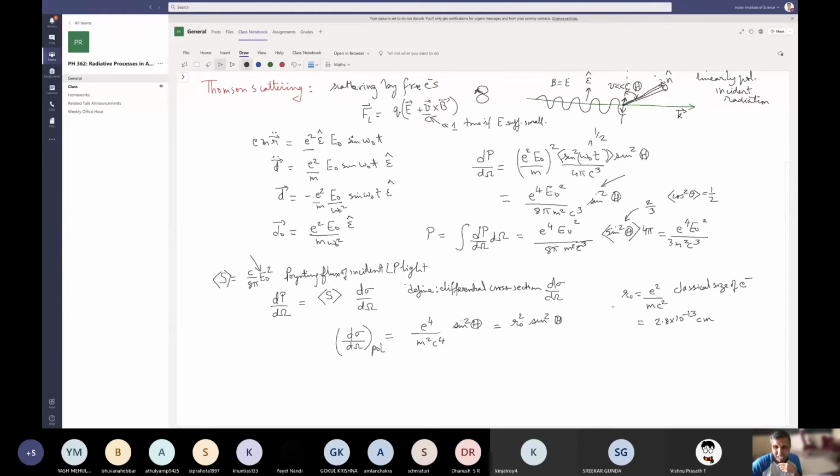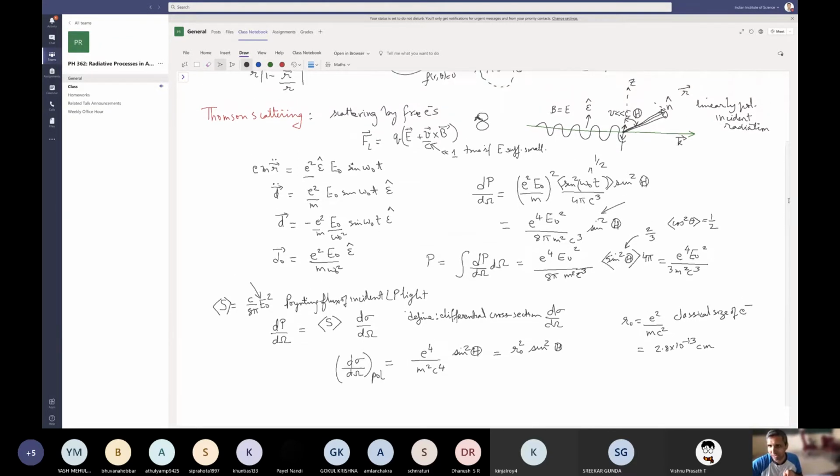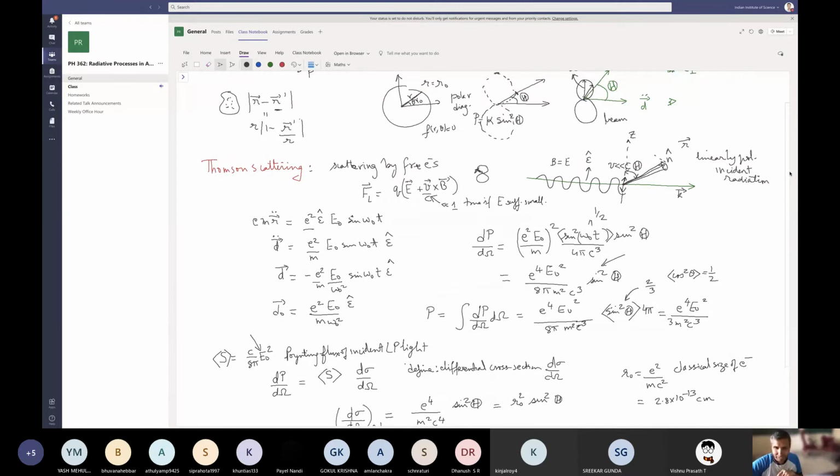This phenomenon is called Thomson scattering, and this is the classical size of an electron. And this is the pattern. One thing we have to be careful about here is that this capital theta is the angle between the direction of acceleration and the direction where you're measuring the scattered light. It's not this angle.